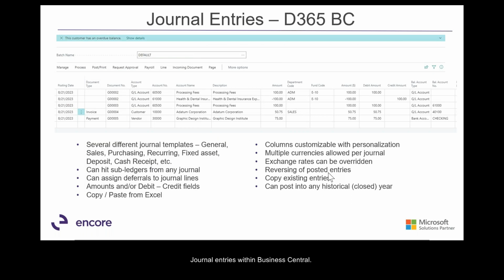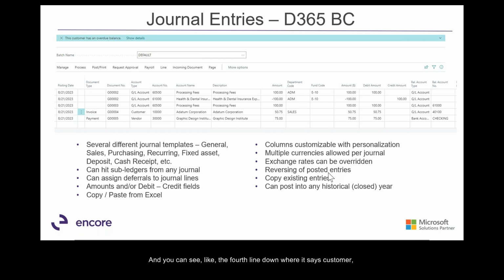Okay, journal entries within Business Central. You have the same concept of a general journal, but you can also hit any of your subledgers from a journal. To enable this, you have what are called journal templates. For example, we might have a general journal template, a sales journal template, a purchase journal template, and each template just offers you different fields that might be available for that type of entry. The example you're seeing here is a general journal template.